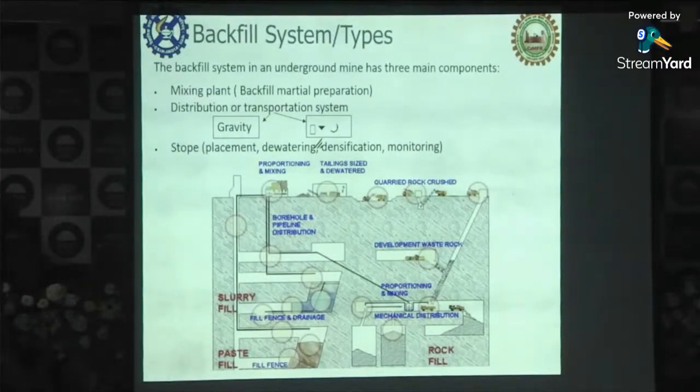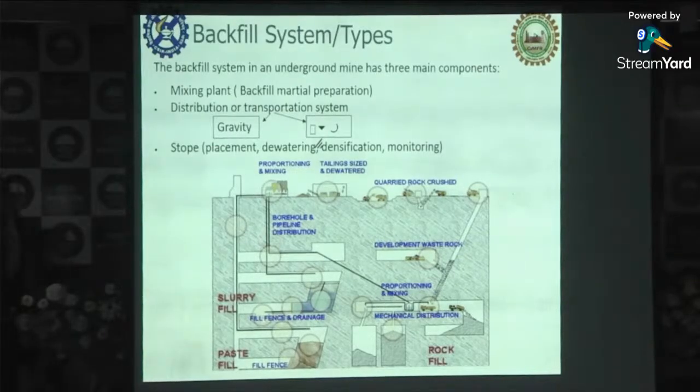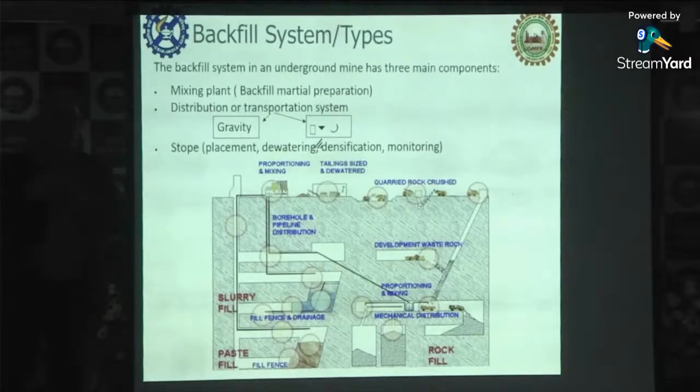So now coming to different types of backfilling. It was gravity and it was pumping. Like the human body, there are three parts of a backfilling system. One is the heart that pumps. The heart is represented by the mixing plant, where all the ingredients of a mix are prepared. What are the ingredients? Water, tailings, sand, OPC, and a replacement of OPC like slag or maybe fly ash. These are the main ingredients used to form the fill material.